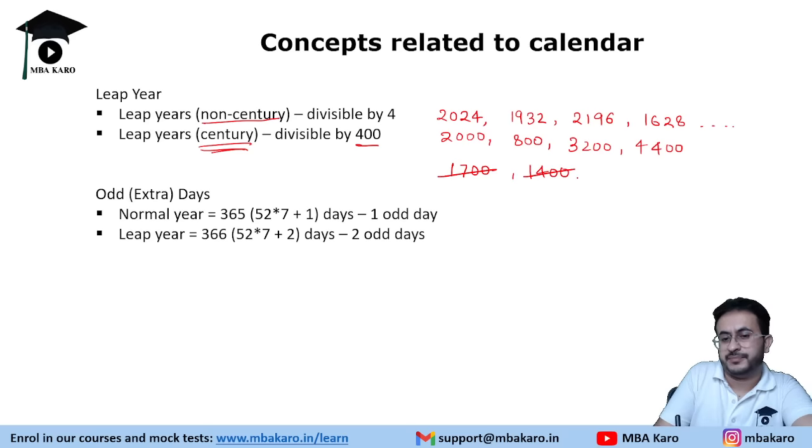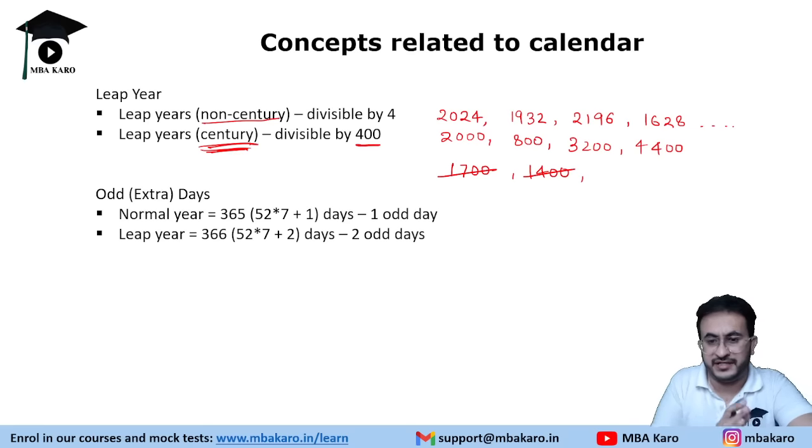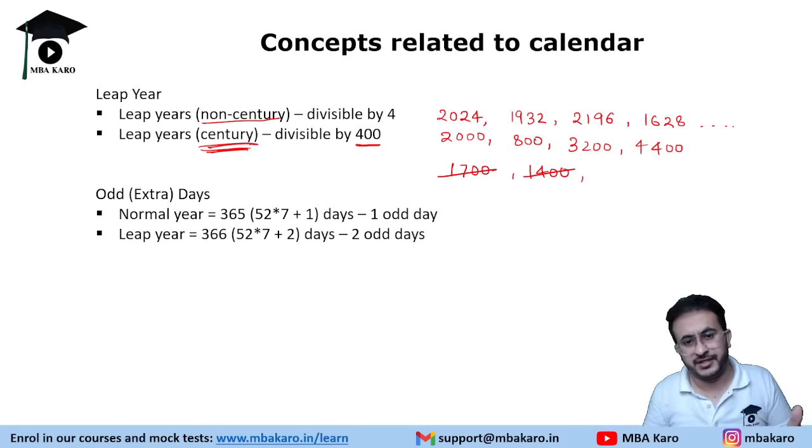1400 was not a leap year. So these are not leap years. If it is a century, then it should be divisible by 400. If it is a normal year, it should be divisible by 4. Okay, non-century should be divisible by 4. That is what a leap year is.